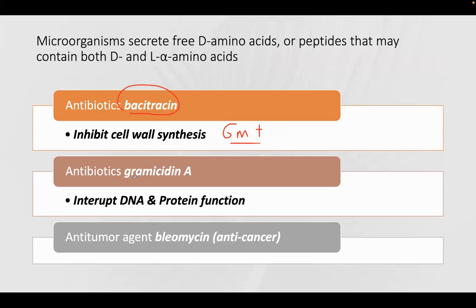Another antibiotic mentioned in Harper's is gramicidin A. So what was the first? It was bacitracin. The second is gramicidin A. The mechanism of action of gramicidin A is to interrupt protein function and DNA function. So again, bacitracin inhibits cell wall synthesis, while gramicidin interrupts both DNA and protein function. There is also an anti-neoplastic drug mentioned in the textbook, and it is bleomycin.